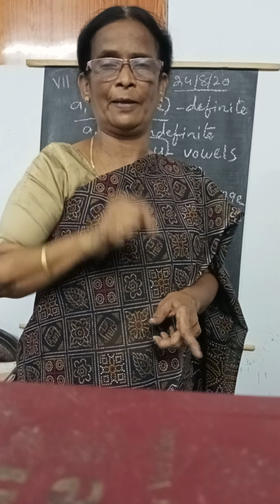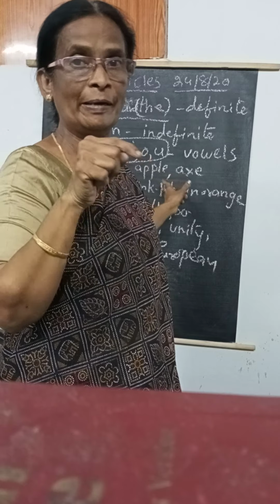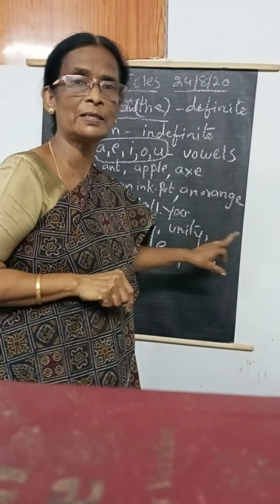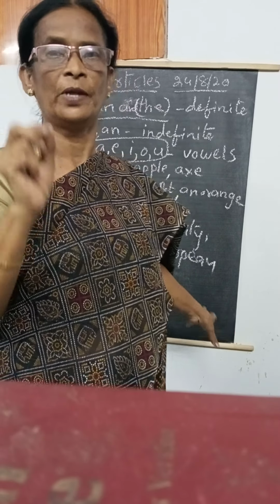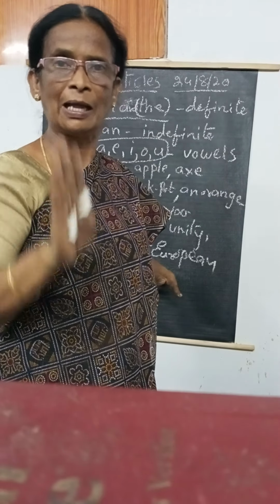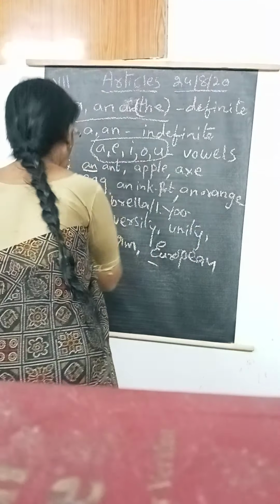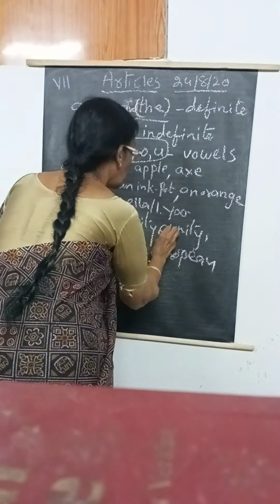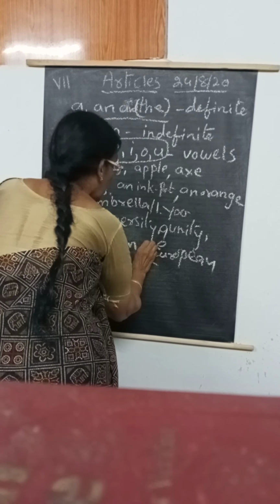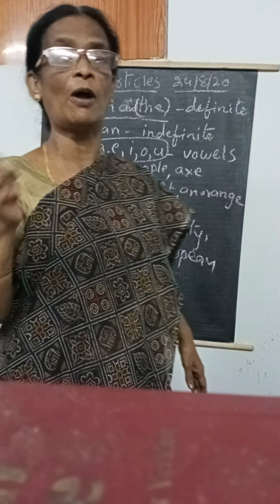Before the consonant, we are writing a. Before the vowel, we are writing an. But here, though the letters come from the vowels, they give the consonant sound. That's why we are not writing an. We are writing a university, a unity, a uniform, a European. Instead of an, we write a, because it gives the consonant sound.